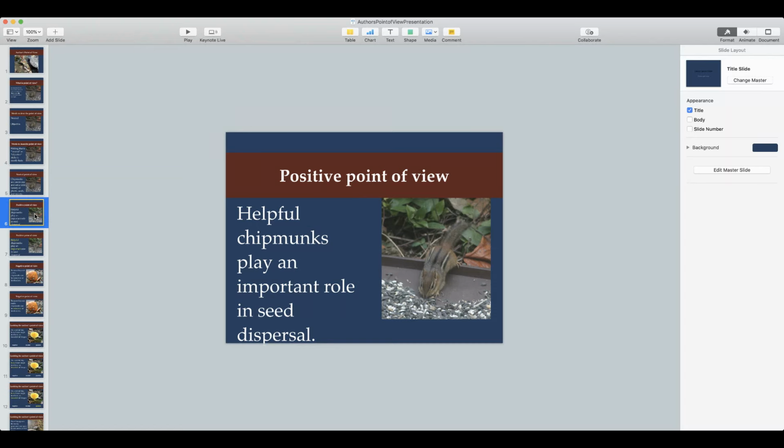We can also have what is called a positive point of view. So let's look at this little sentence here. We're also talking about chipmunks, but this sentence says, helpful chipmunks play an important role in seed dispersal. So look at the words being used here. Helpful and important. These are positive words. These are not straight fact. These are the author's view of chipmunks, that they're helpful, they play an important role. They could maybe give fact to back this up. However, this is this author's point of view.